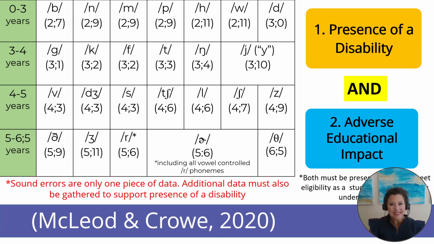So these are the expectations, but this is only one piece of data. When looking at eligibility for speech therapy services, we have to gather additional data to support the presence of a disability. In other words, and to be very clear, not being able to say certain sounds by a certain age is not enough to answer the question, does the student have a disability? As you see on the right, that is one of two parts. One, we have to determine the presence of a disability, and we have to document adverse educational impact.